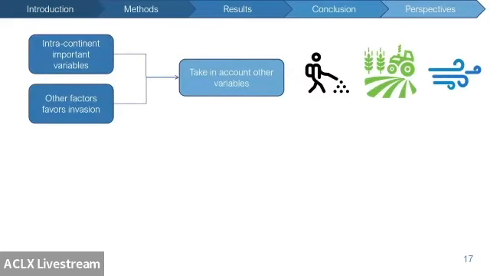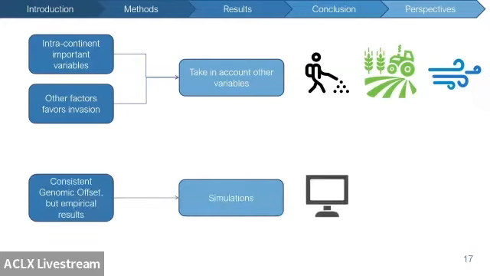So then what do we want to do next? We've seen that some variables were more important than others, but those variables are the most important amongst the ones we put in our model in the first place. And also we've seen that other factors can favor invasion. So it could be very interesting to take into account other variables in the model, such as pesticide use, for example, or also the wind that can probably facilitate the movement of individuals.